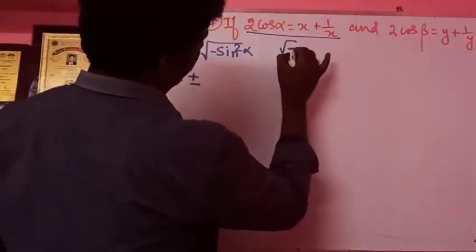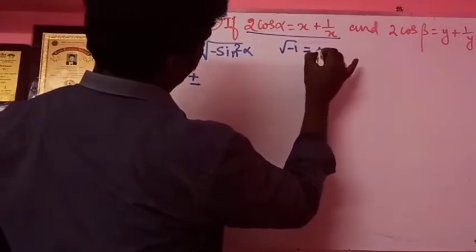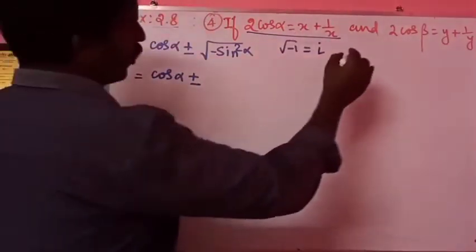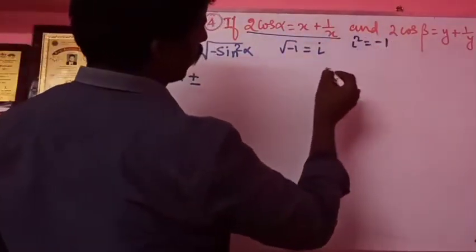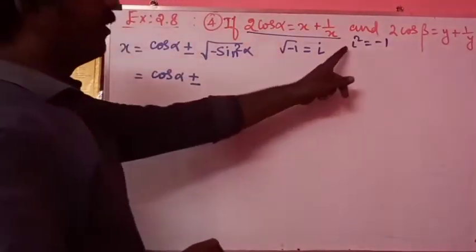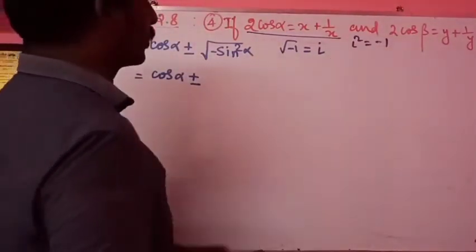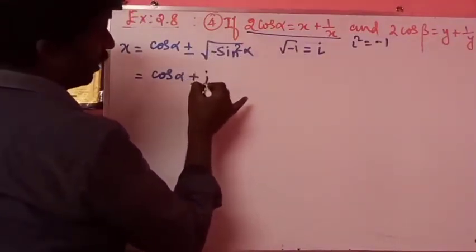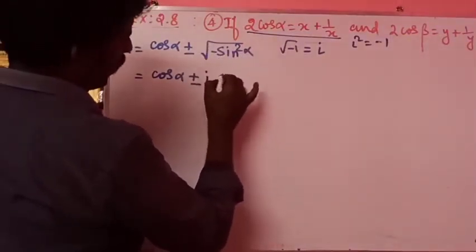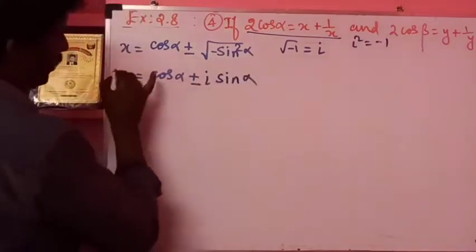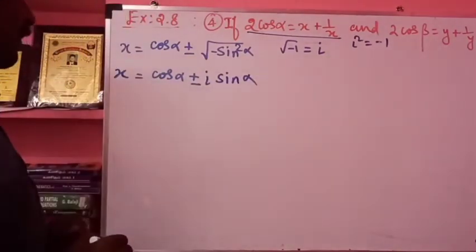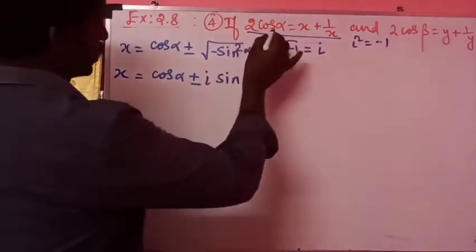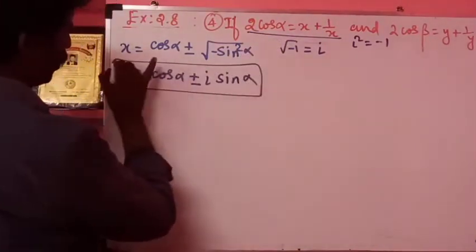The root of minus 1 is equal to i, because you know very well that i square is equal to minus 1. So root of minus 1 is i. So cos alpha plus or minus i sin alpha. This is x. Right? This is x. So in the equation, x can be found.